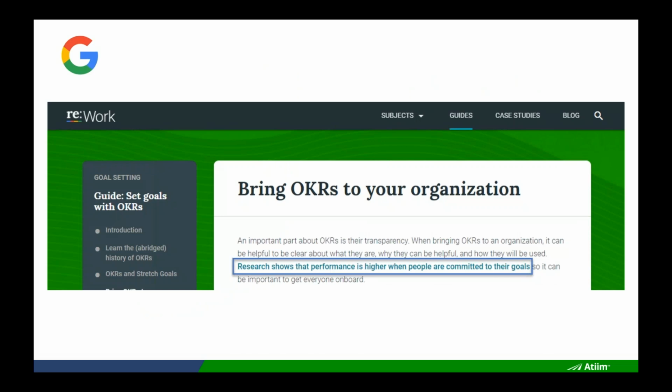And Google also writes on their website about OKRs in this website called Rework, regarding work. And they talk a lot about what Google does and how they use OKRs and how they optimize their workforce. Very interesting. And they said, among many other things about OKRs, that research shows that ultimately performance is higher when people are committed to their goals. And that's part of this magic formula of accelerating performance.